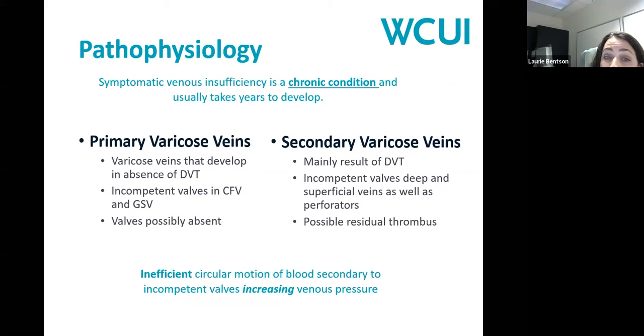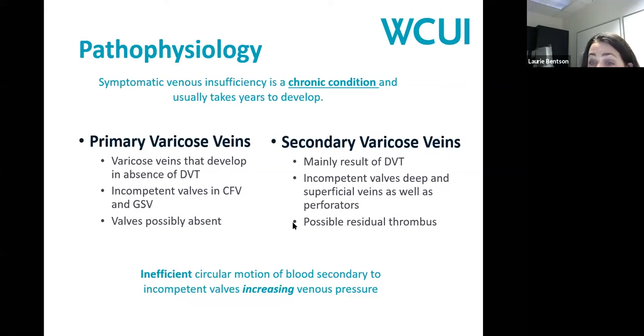The primary varicose veins develop in the absence of DVT and have incompetent valves in our common femoral vein and in the saphenous veins. And it's possible the valves are just absent. The secondary varicose veins usually result secondary to DVT. The incompetent valves within the superficial and deep system, and possibly even the perforators, allow the blood to move back down towards the leg, towards the feet, increasing the venous pressure.